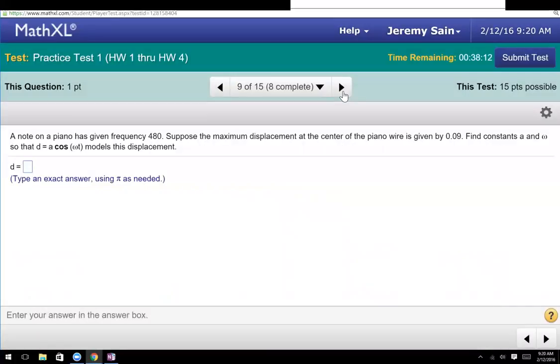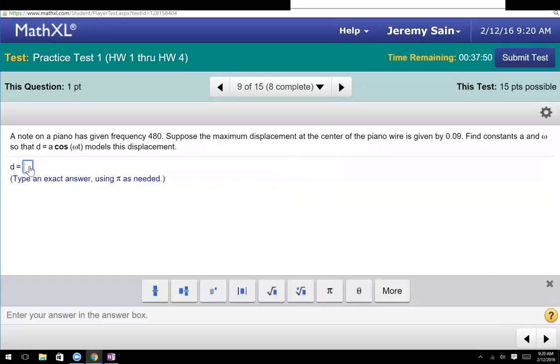Okay. A note on a piano has a frequency of 480. Suppose the maximum displacement at the center of the piano wire is 0.9. Find constants A and omega so that D of t models the displacement. So maximum displacement, the official name is the amplitude. Where does amplitude go in the equation? Right at the beginning. So 0.09 cosine of, okay, it says the frequency is 480. The omega is not quite the frequency, it's the angular frequency.